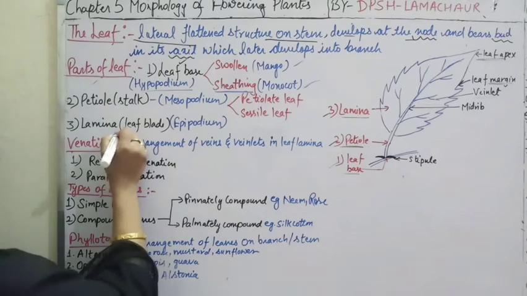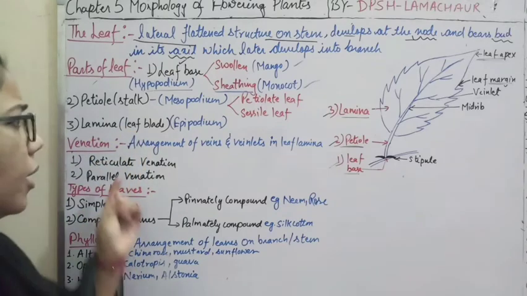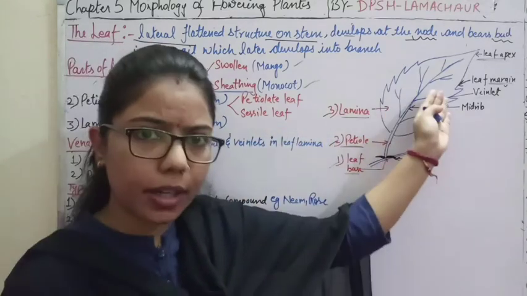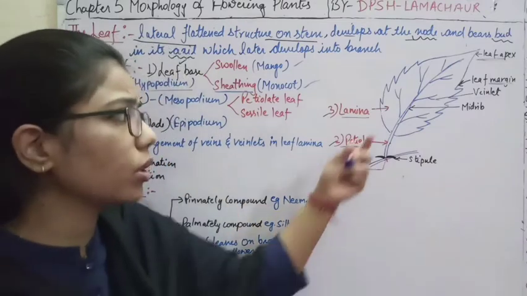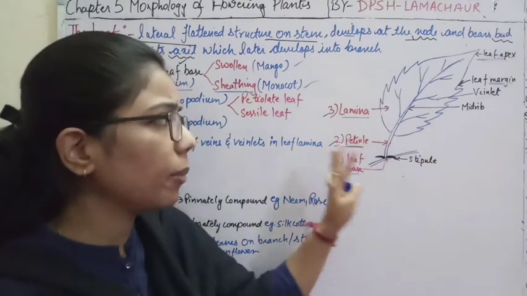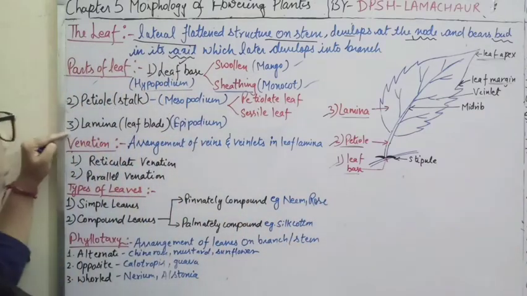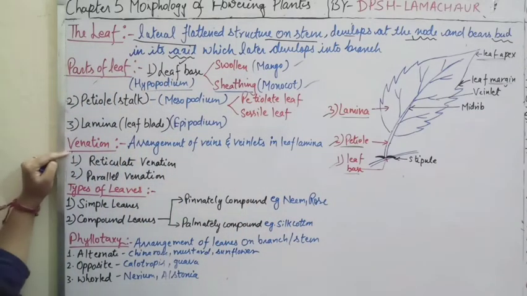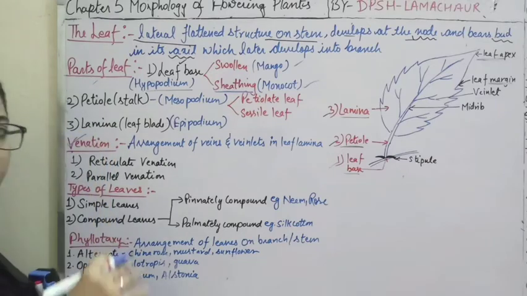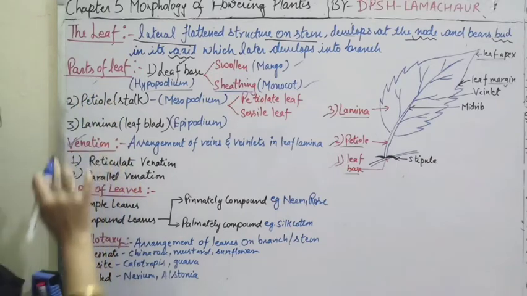Now the third part is the leaf blade, and the importance of the leaf blade having this midrib is that it provides stiffness to the leaf to remain in its proper structure. Okay, so all three parts we have completed here. Now another thing about the leaf, that is venation.